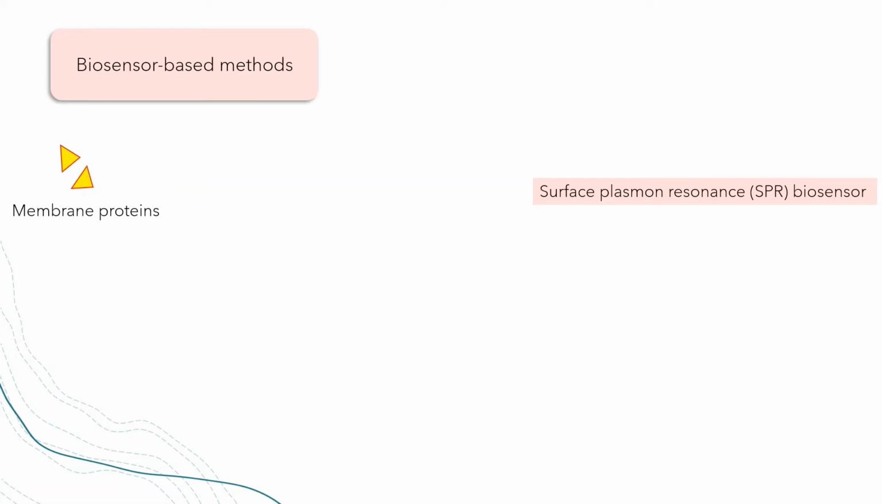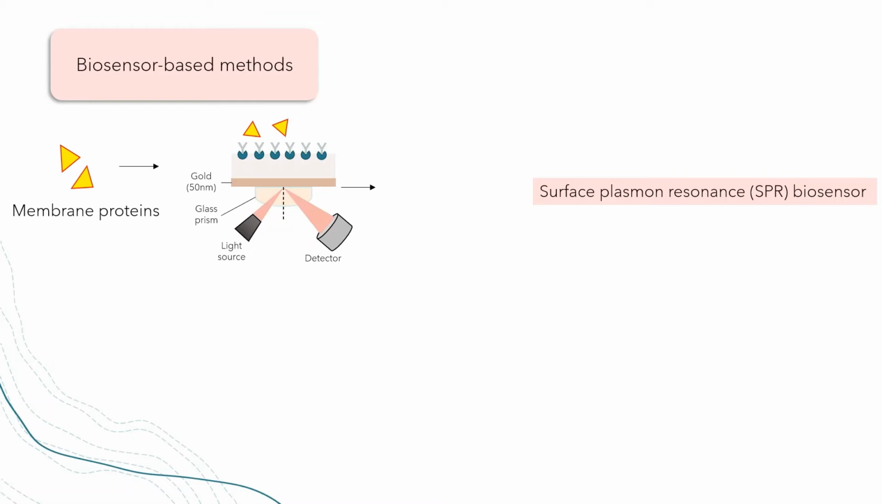This binding will cause a shift in the resonance produced by the electromagnetic radiation of a specific wavelength and the electron cloud of the thin metal. The shift will determine the concentration of bound pathogens.